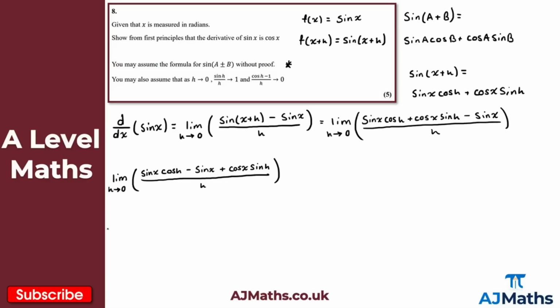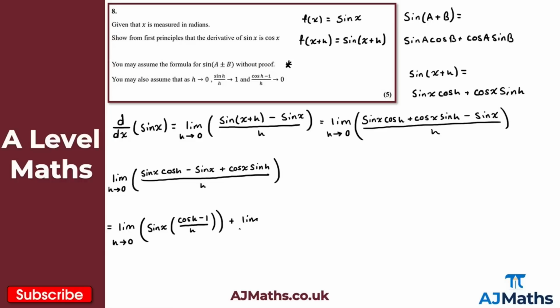If I do it underneath here, I'm going to get the limit as h tends to 0. Like we said, now we're going to factor out the sine x. We get sine x, and then we get cos h minus 1 over h, like so. That's my first limit there. Now we take the limit again individually. So I've got now the limit here.